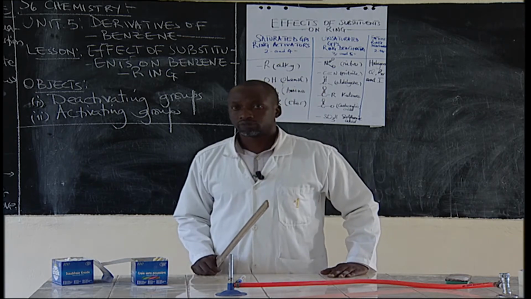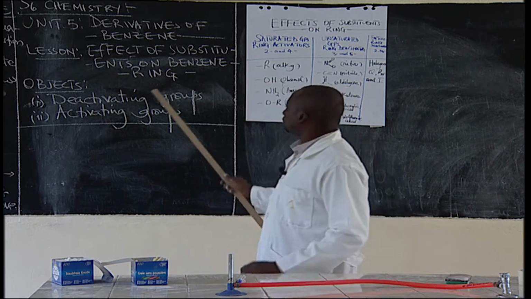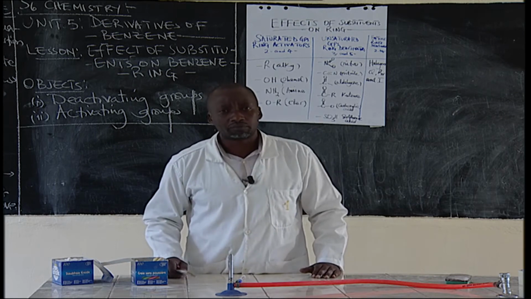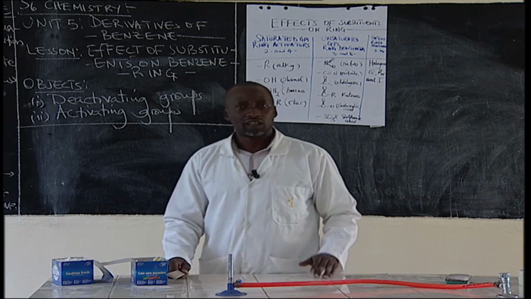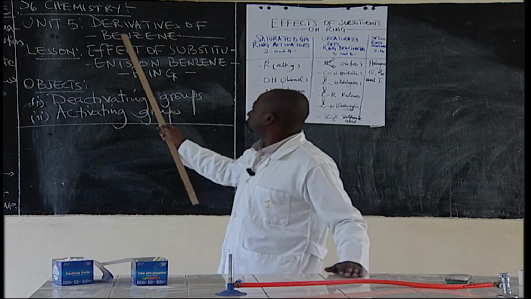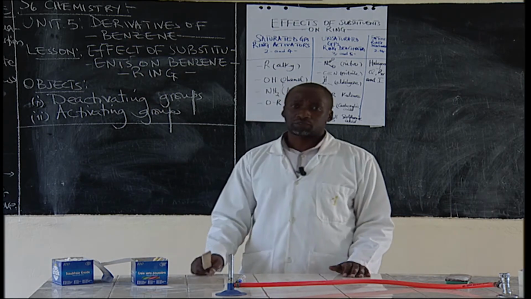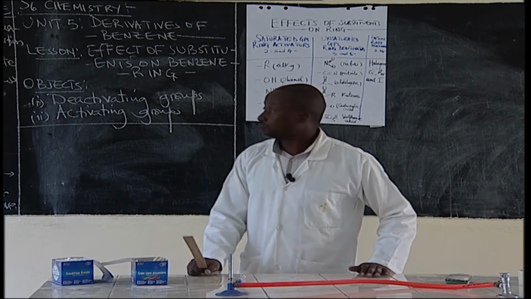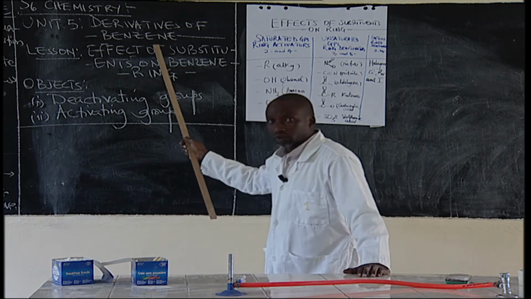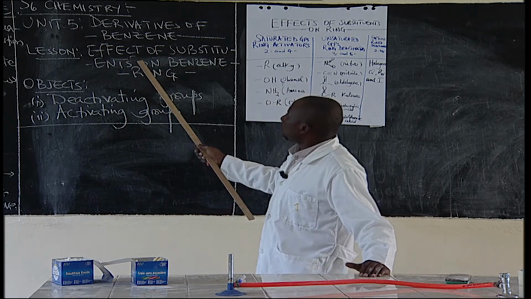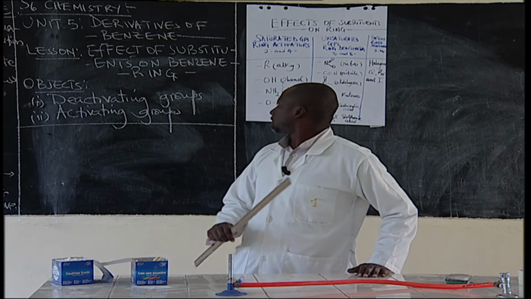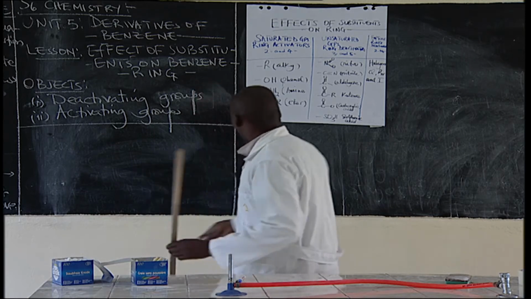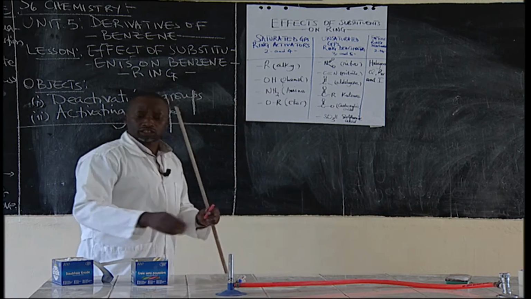Today, together, we'll be looking at the next part of the unit. It is slightly almost the same, but just a difference. So we are just looking at the derivatives of benzene. We've been looking at benzene; this time around, we're just going to look at the derivatives of benzene. And then we look at the effect of the substituents on the benzene ring. So take an example. This is a benzene structure.